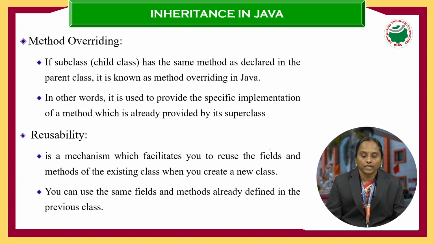The main advantage of inheritance is method overriding. Method overriding is nothing but using the same method name in the subclass and the superclass, with the same method signature in the subclass and the superclass. That means we override the superclass methods in the subclass. That is the concept of method overriding. And the second advantage is code reusability.